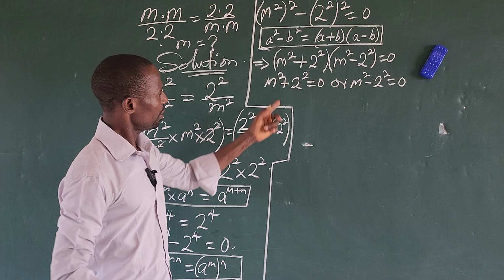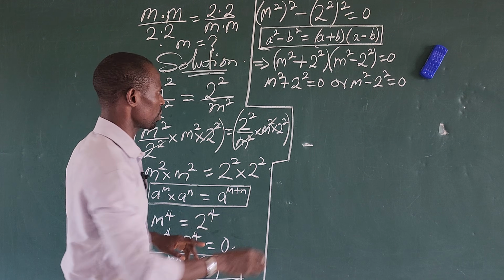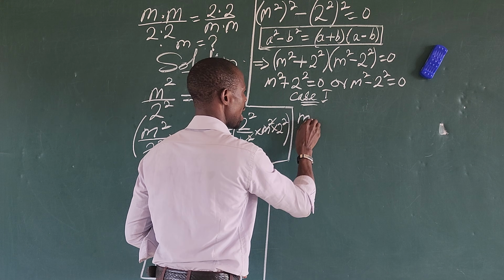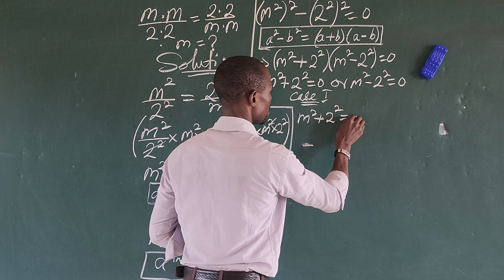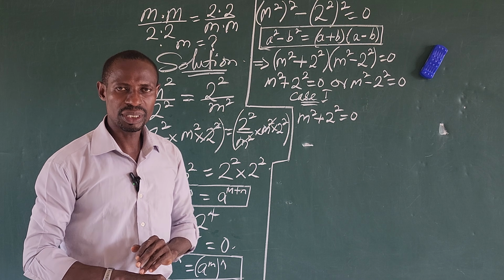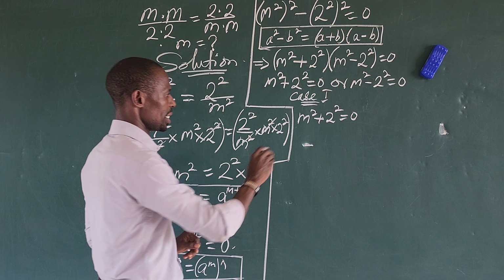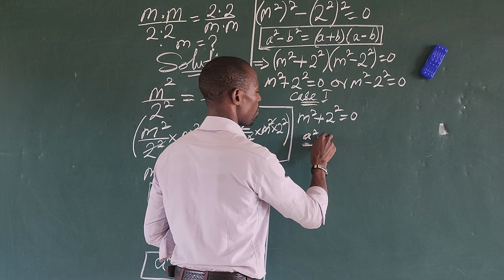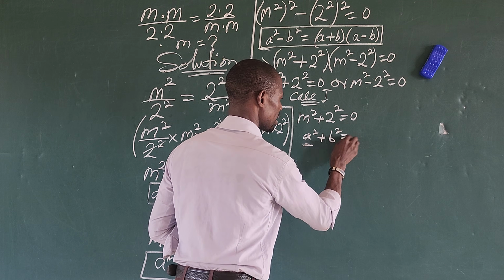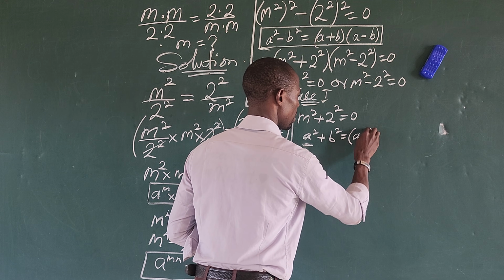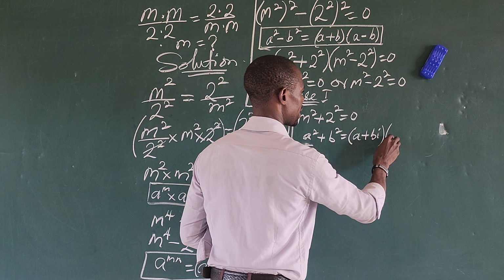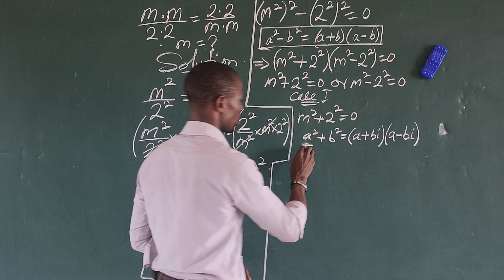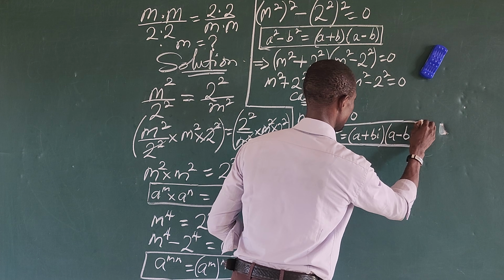Easy. Now, if we take the first one here, let's take this as our case 1. If we take this as our case 1, then we write m^2 + 2^2 = 0. Here we apply what we call the sum of two squares. What does it say? It says that if you have a^2 + b^2, this is equal to (a + b i)(a - b i). This is what we call sum of two squares. And so we now apply this to solve this easily.